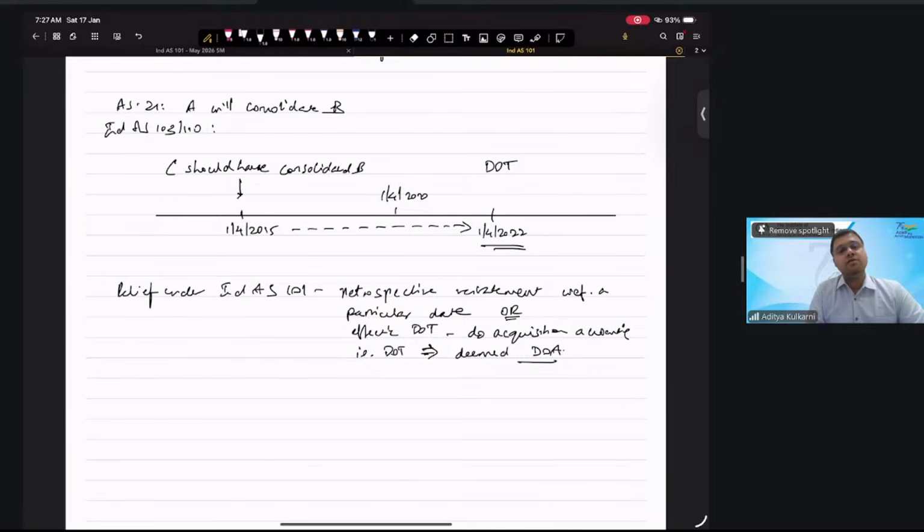This was the position for fixed assets. For business combination, this is not so simple. Why? Because business combination is very different from asset accounting.